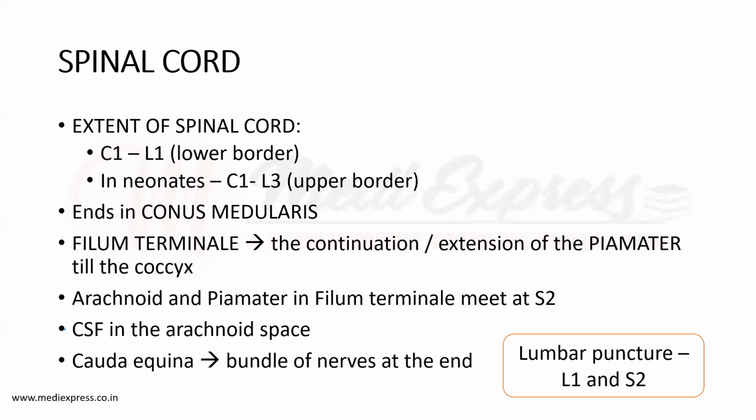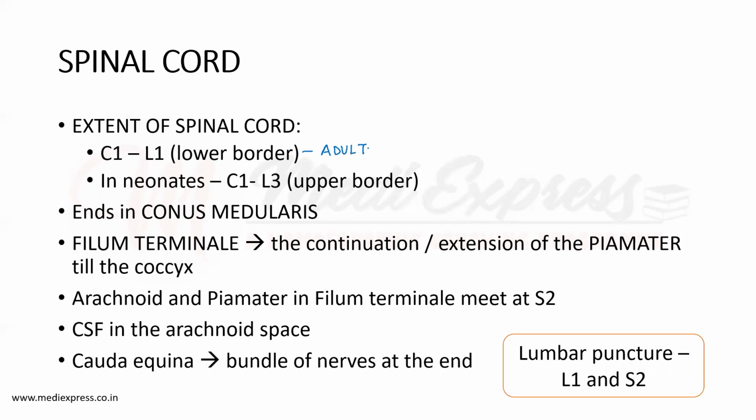Next, coming to the spinal cord as such. We need to know the extent of the spinal cord. Remember, the extent of the spinal cord is C1 to L1, the lower border of L1. Okay, lower border. This is in the adult.